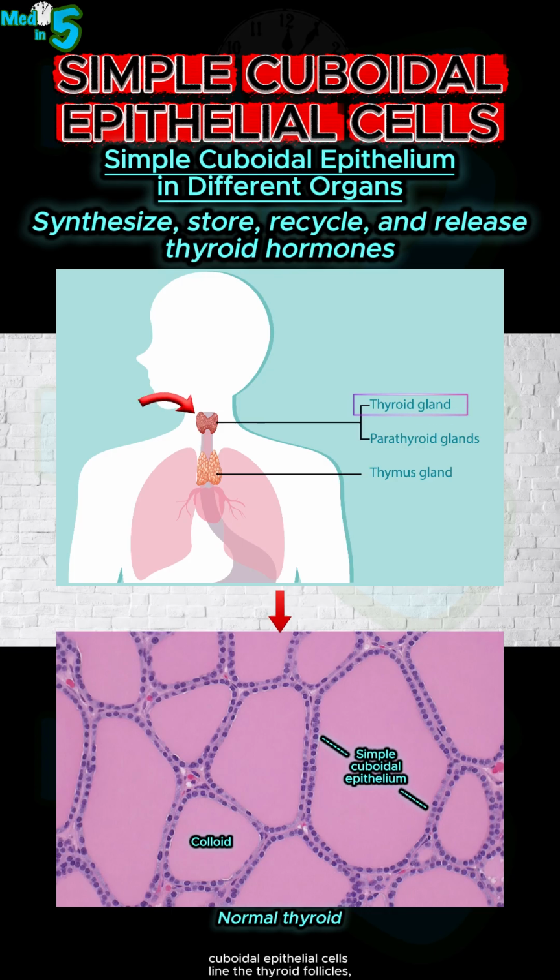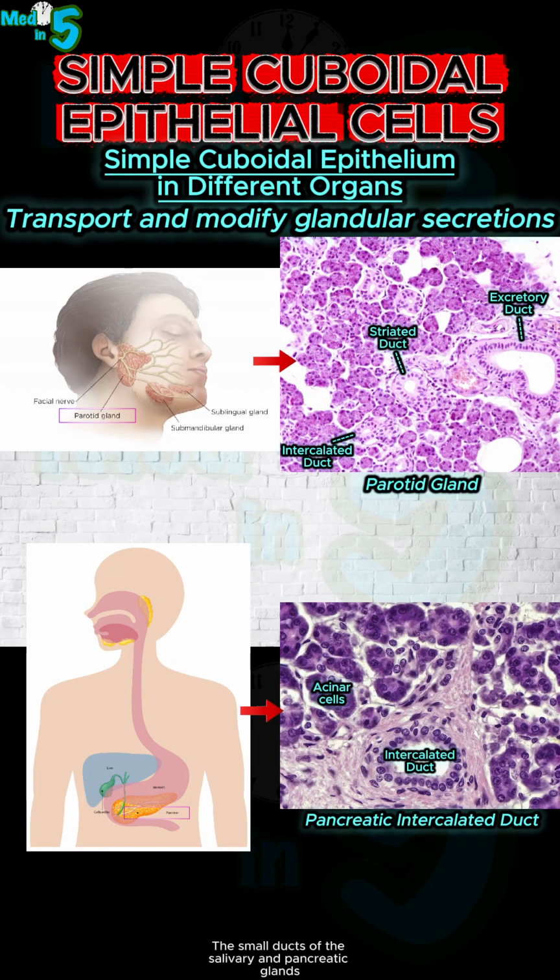Typical simple cuboidal epithelial cells line the thyroid follicles, where they synthesize, store, recycle, and release thyroid hormones. The small ducts of the salivary and pancreatic glands are also lined by this kind of epithelium, where the cells transport and modify glandular secretions.